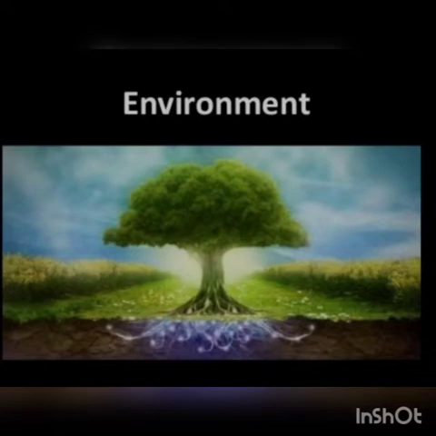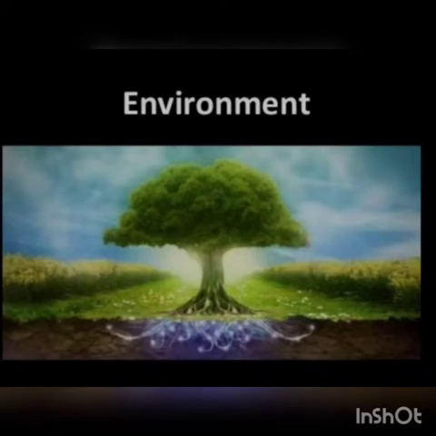Environment, this word comes from the French word environner. Environner means surround. Everything that surrounds us is known as what? Known as environment. Human made things and natural things, here we can say it as which one? Environment. And then the components of environment are classified into two categories.